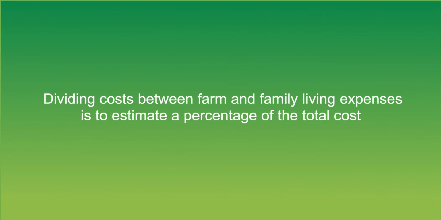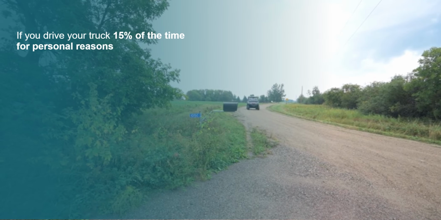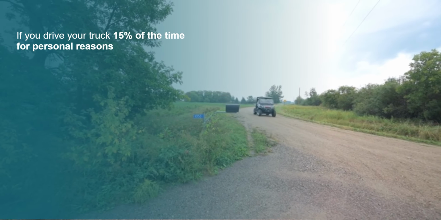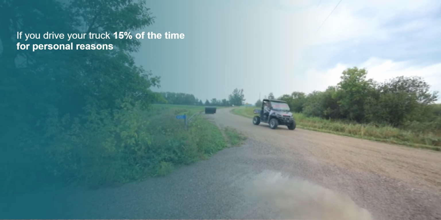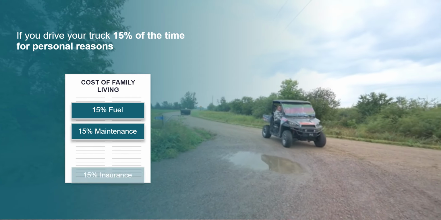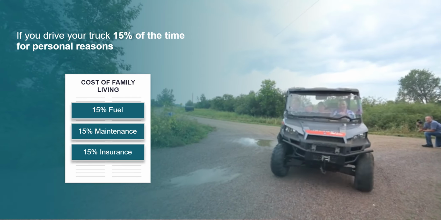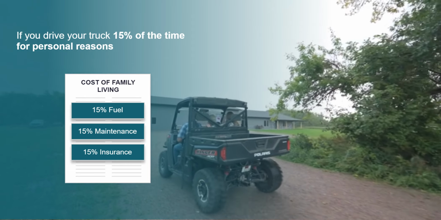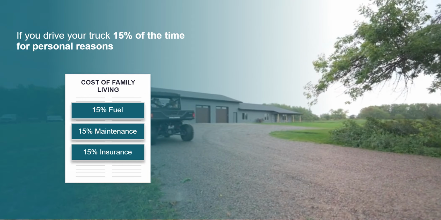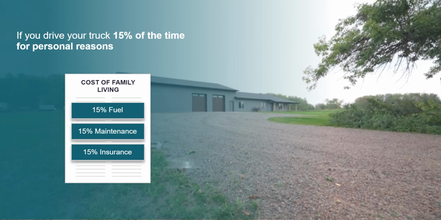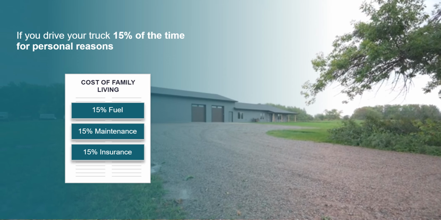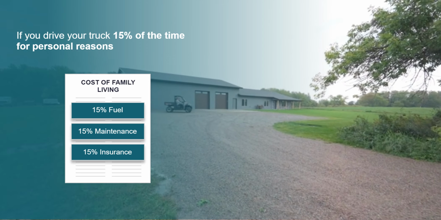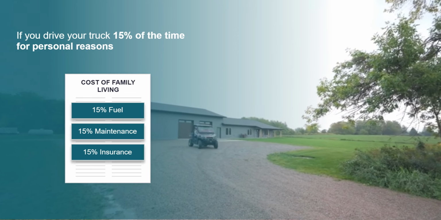The most practical approach to dividing costs between farm and family living expenses is to estimate a percentage of the total cost. For example, if you drive your truck 15% of the time for personal reasons, then 15% of the truck's associated costs, such as fuel, maintenance, and insurance, should be allocated to your family living costs. This method can be applied to various shared resources to gain a more accurate representation of your expenses. It can be tough to accurately split costs between farm and family living expenses, but it's crucial not to overlook these components. Over time, they add up and make a significant impact.